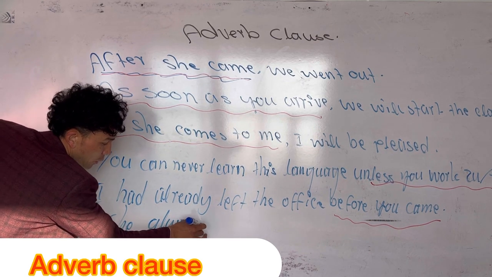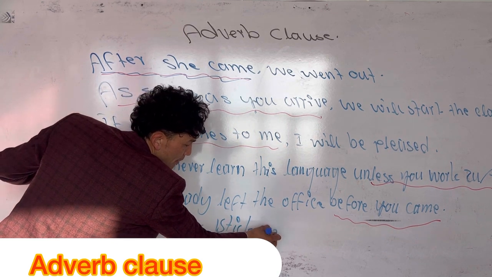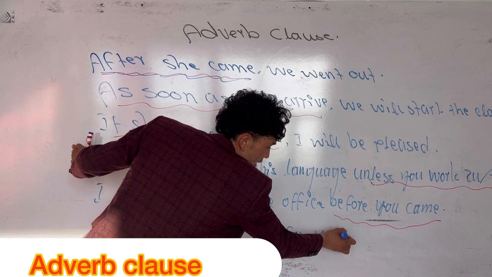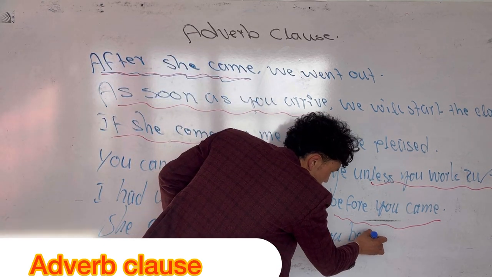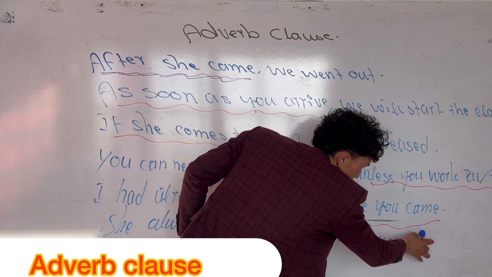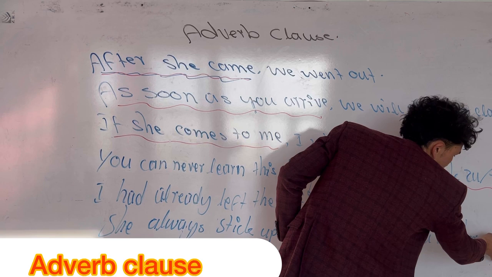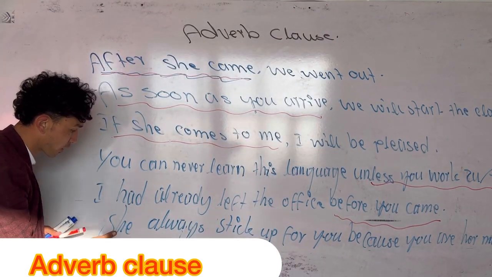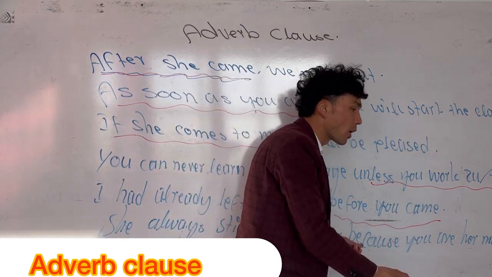Okay, she always sticks up for you. Do you know "stick up for you"? Support you. Okay, because you are her mate. Mate means friend. Look at this one. Look at this part. She always sticks up for you because you are her mate.